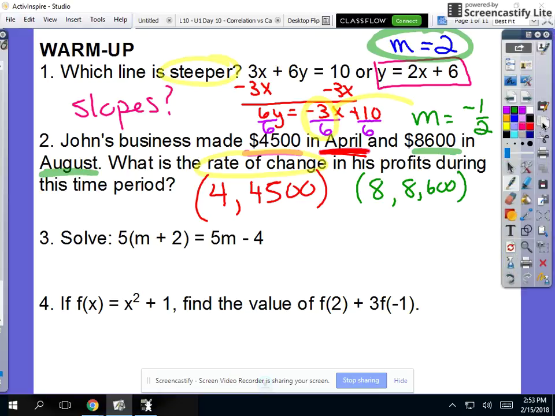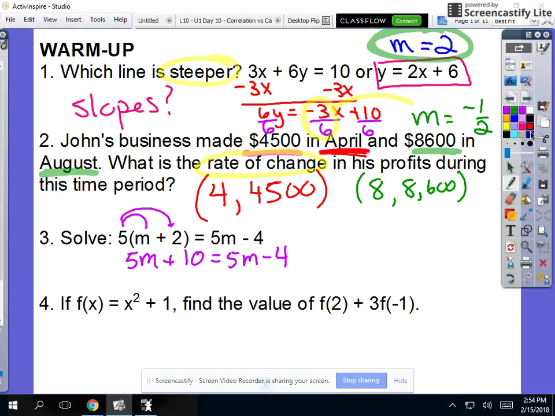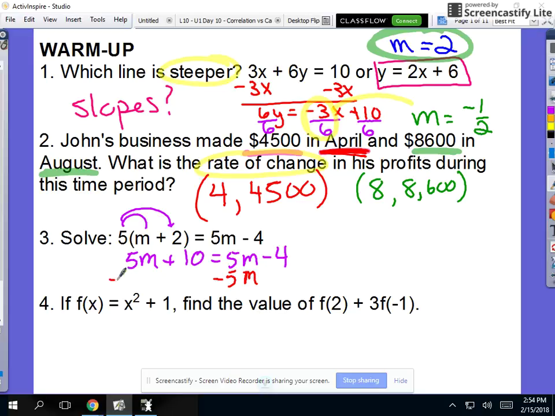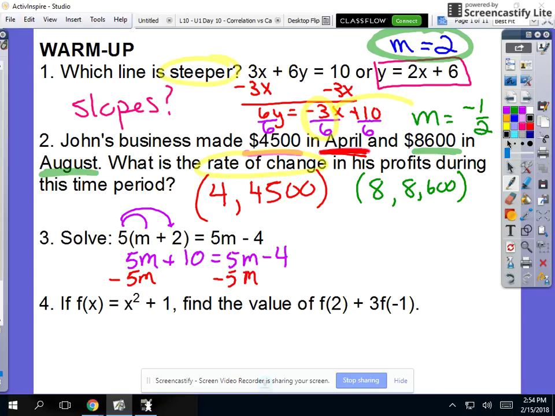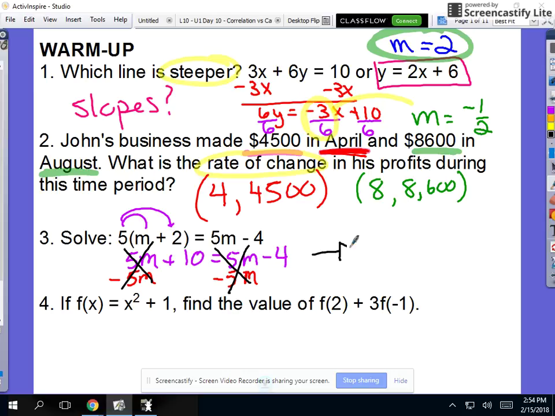Okay. Number 3, wanted to go over number 3 because if we want to solve this, we start out pretty easy. Just distribute that. We're left with 5m plus 10 equals 5m minus 4. So now I'm going to get the m's to one side. So if I get the m's to one side, I'm going to subtract 5m from both sides. Subtract 5m. And what do we notice happens when we subtract 5m from both sides? They both cancel out. So what is it that we're then left with? If we're left with a positive 10 equals a negative 4.